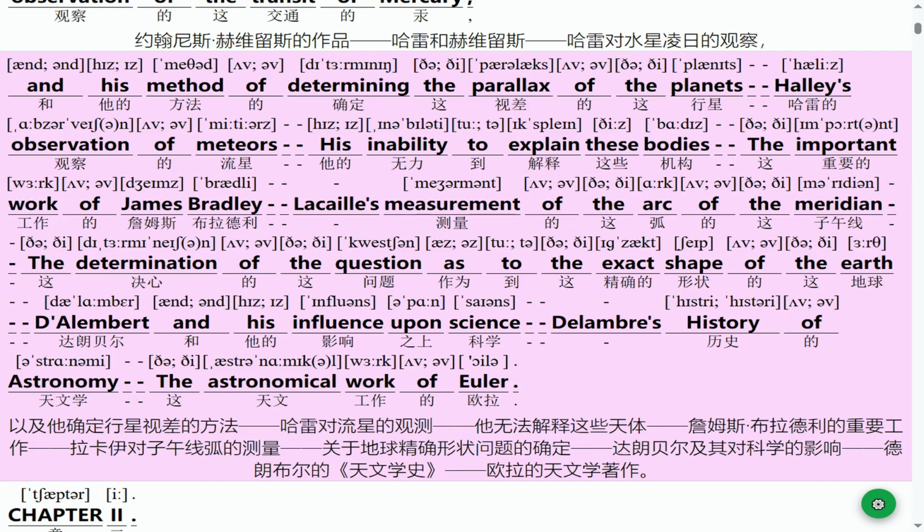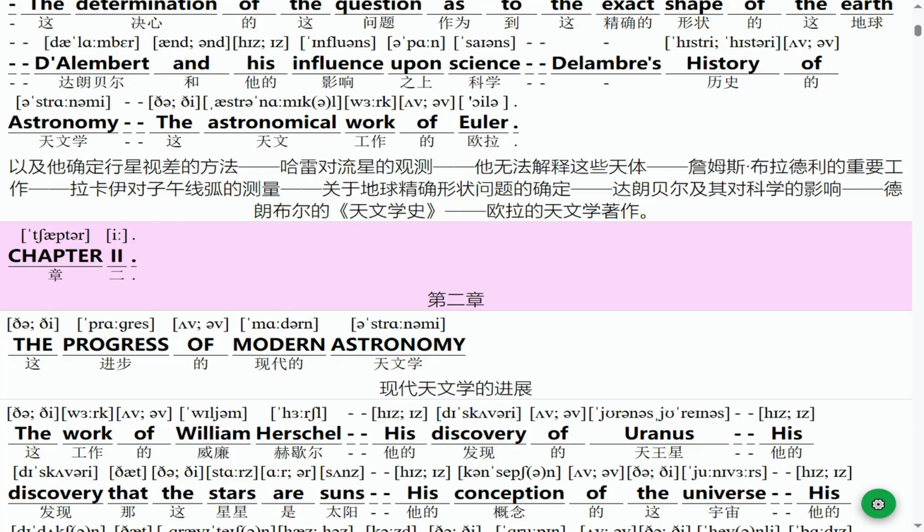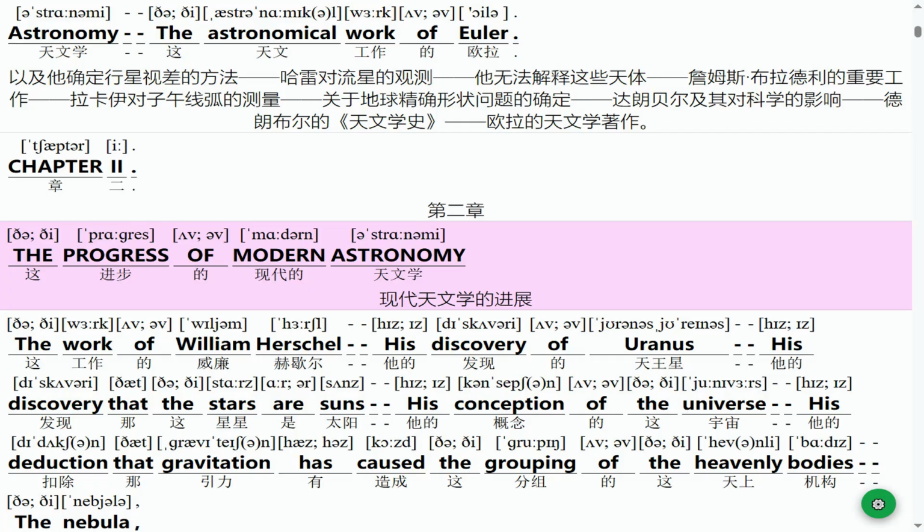D'Alembert and his influence upon science. D'Alembert's History of Astronomy, the astronomical work of Euler. Chapter 2. The Progress of Modern Astronomy.